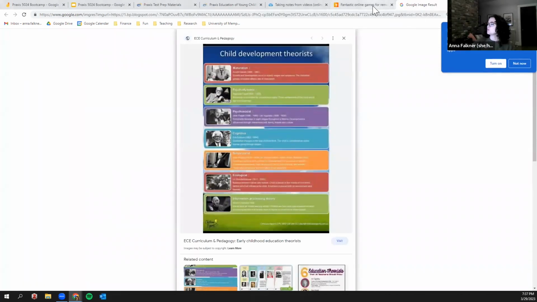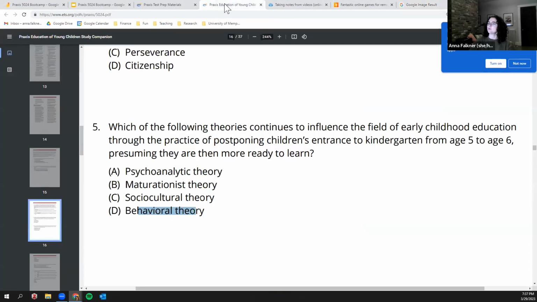Oh, excellent. So we got a little assist from Dr. Perkins here, some child development theorists. Take a look here and see if that helps you. Which one of these is going to be? Both C and D are talked about in education. But believe it or not, that's not the one that we need the most here.